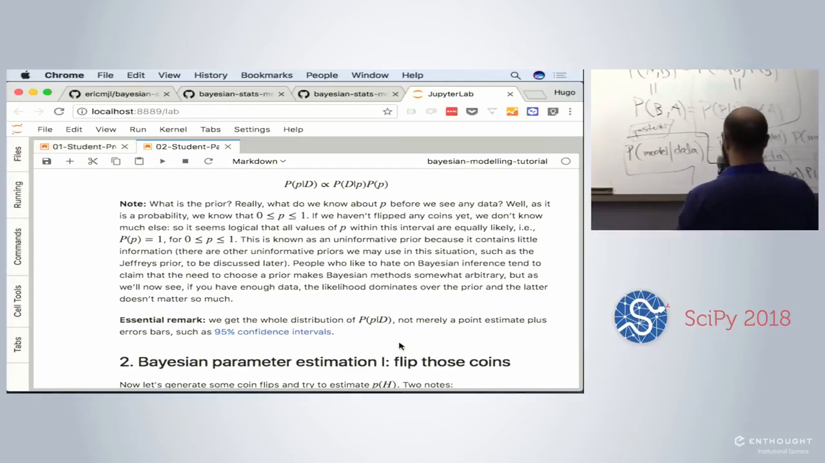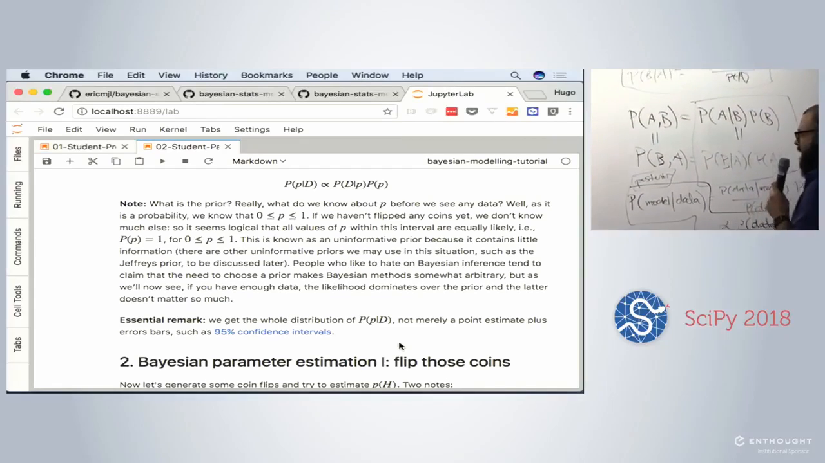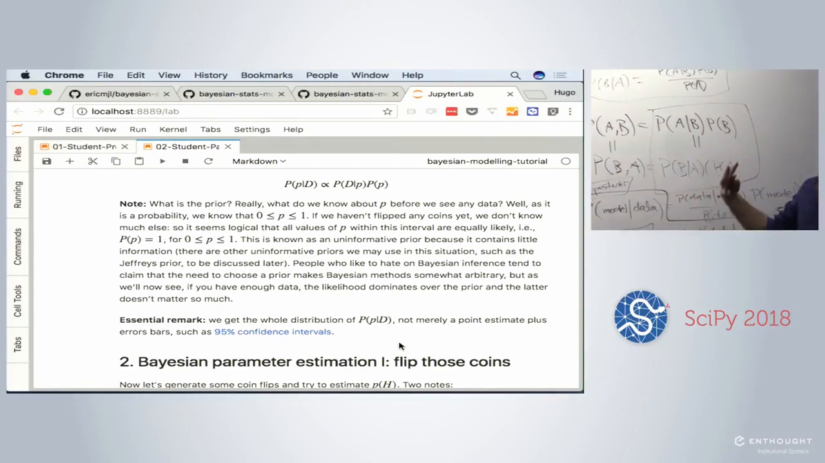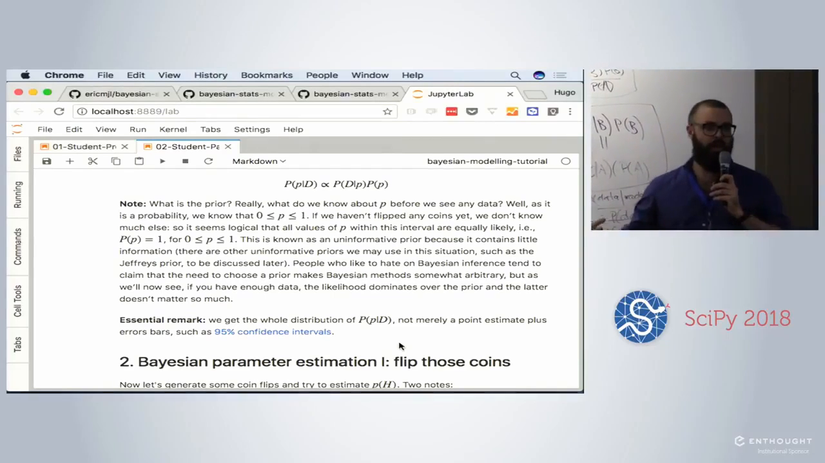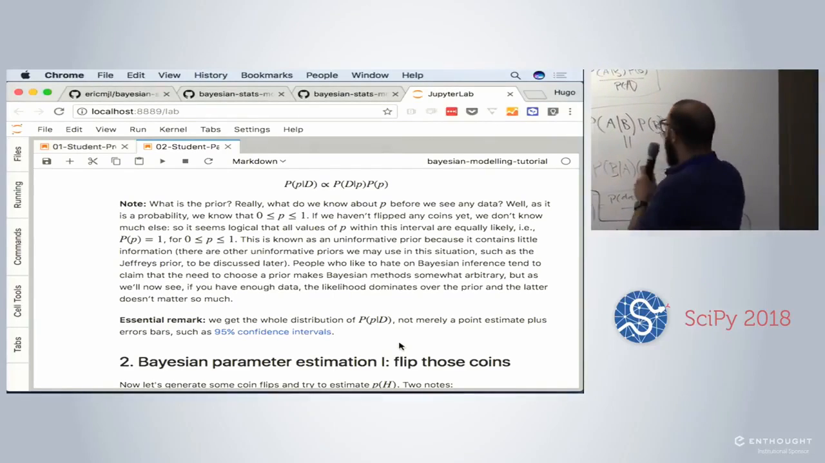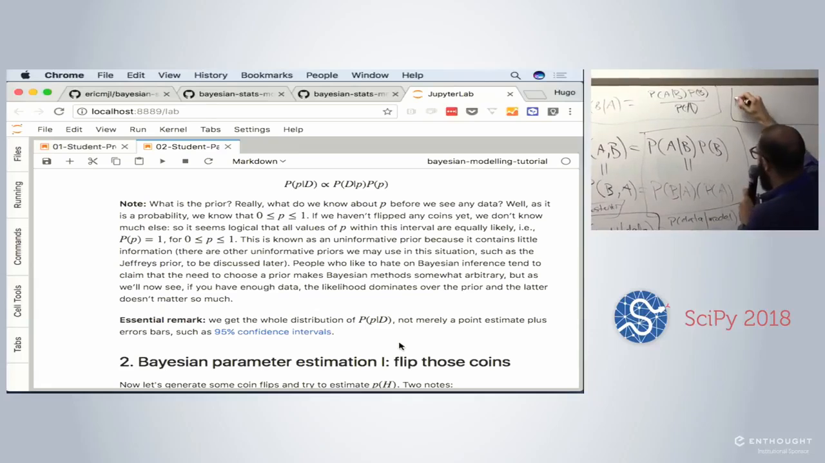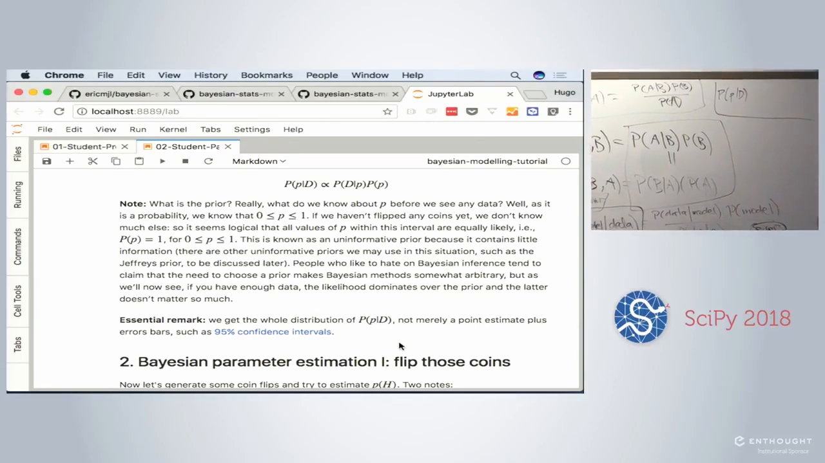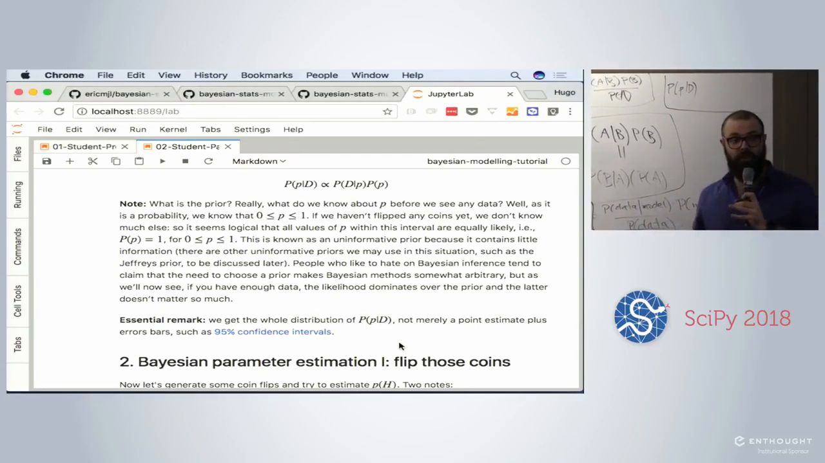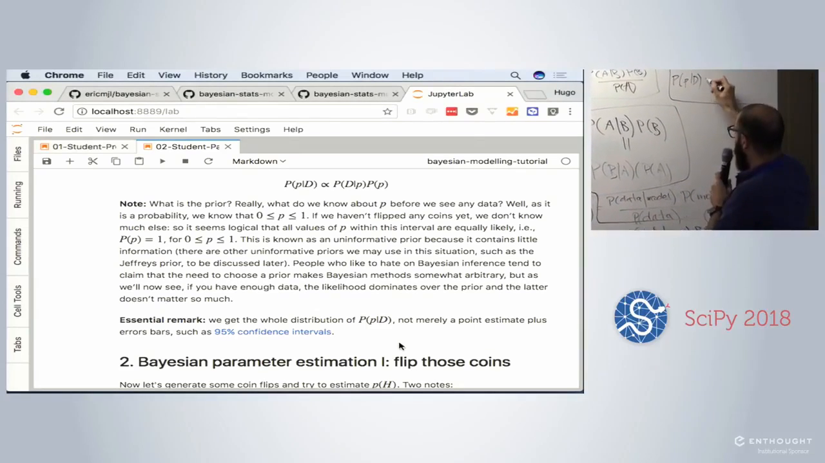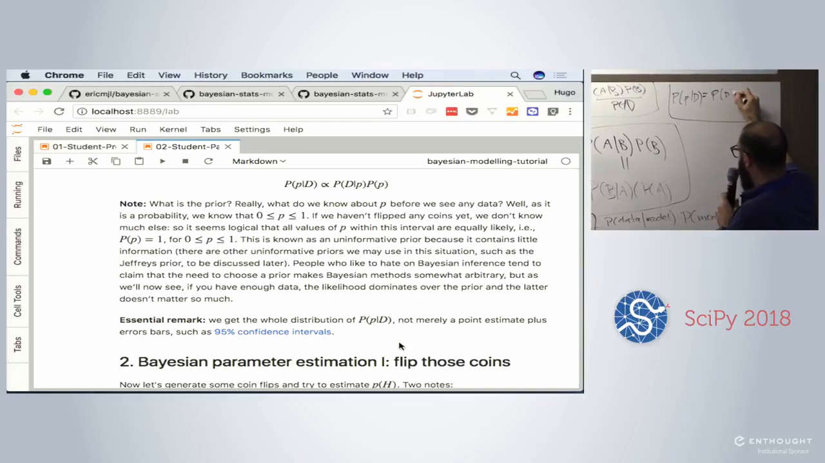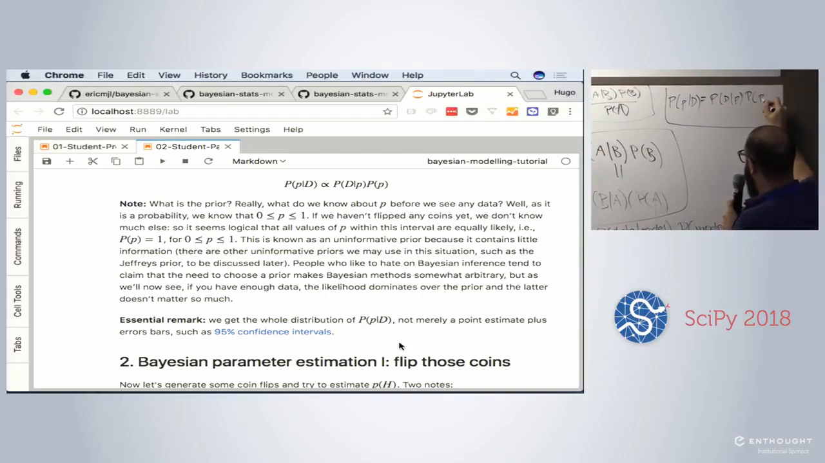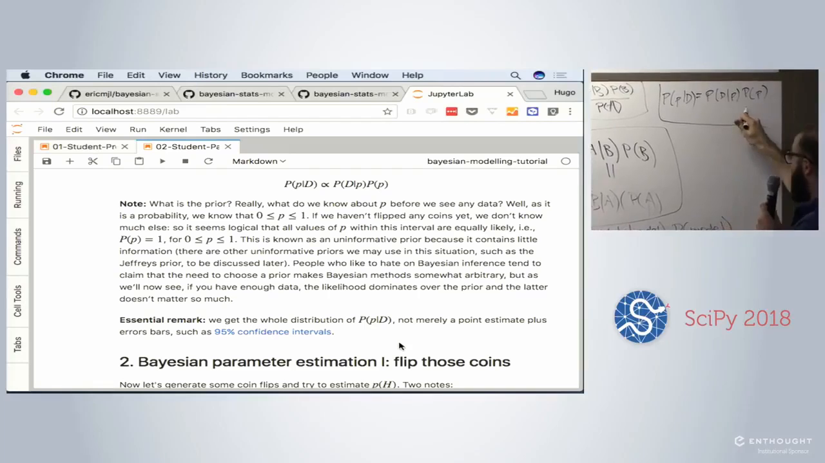So, if we're looking at the whole world of models, which are biased coin flips, what we really want to be thinking about is the probability of a particular P given data. So if we're looking at the subset of models which are biased coin flips, we want this, and that'll be the probability of the data given P times our prior here.